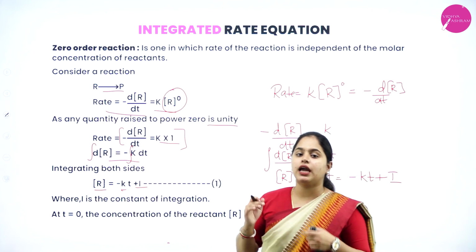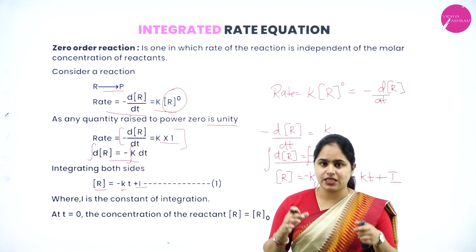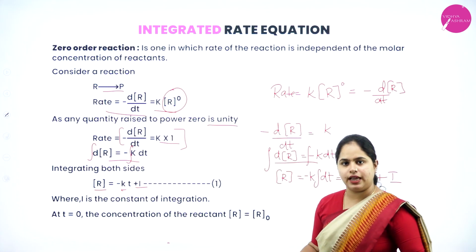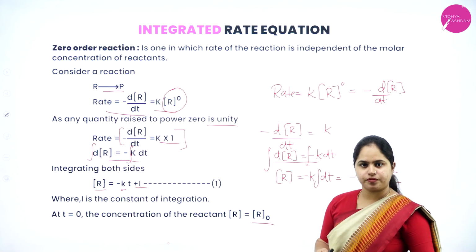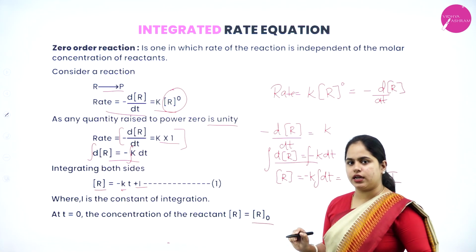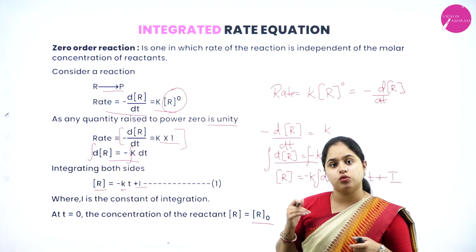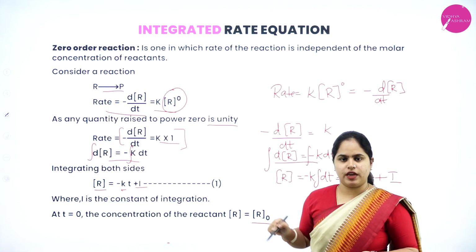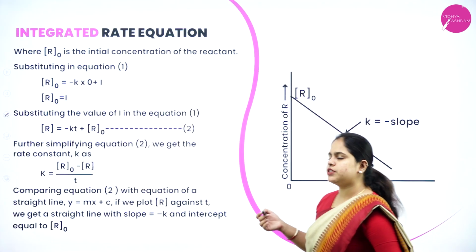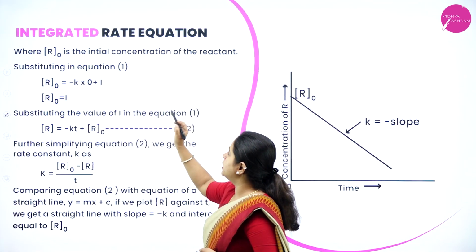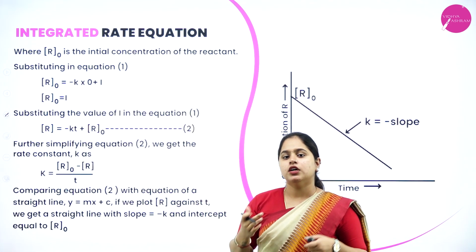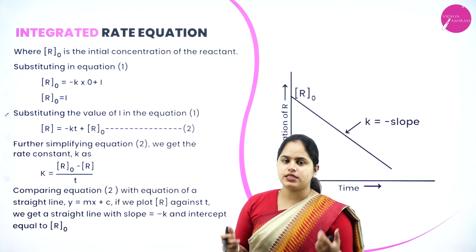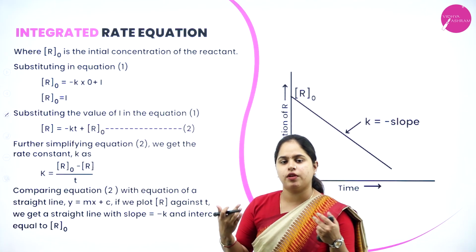Now we are considering at time 0. That means initially we are going to see. At time 0, the concentration of the reactant will be R0, right? R will be equal to R0. At time t equals 0, initially the concentration of the reactant will be R0, where R0 is the initial concentration of the reactant. So initially R will be considered as R0, because at time t equals 0, the concentration will be R0.